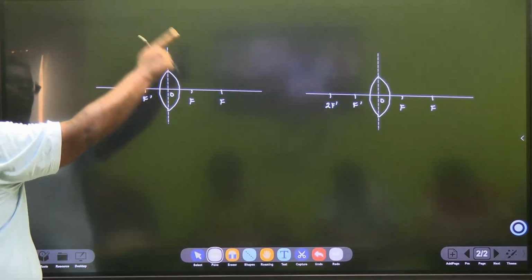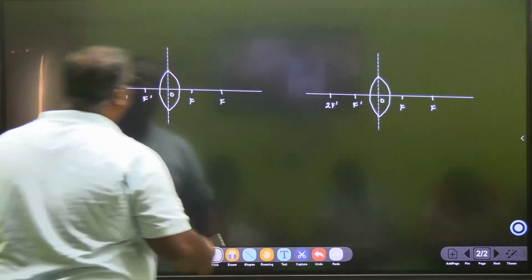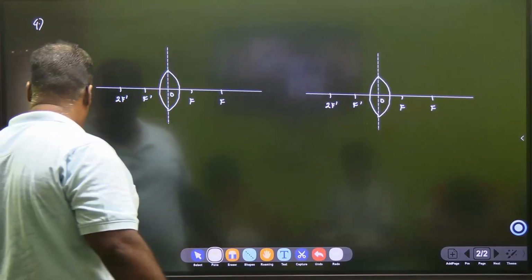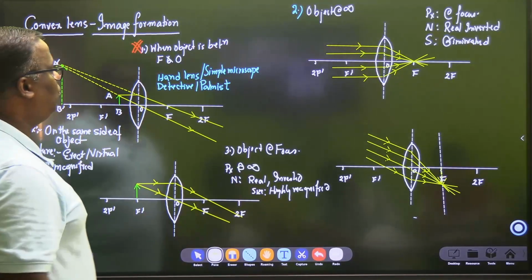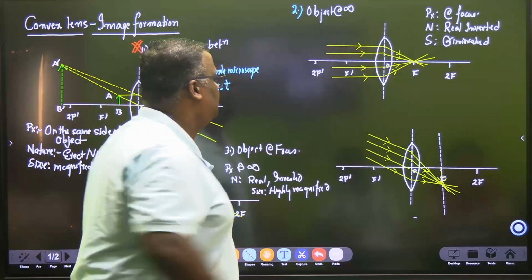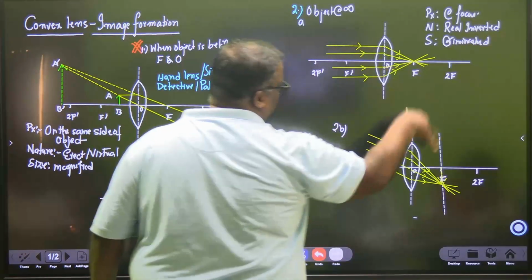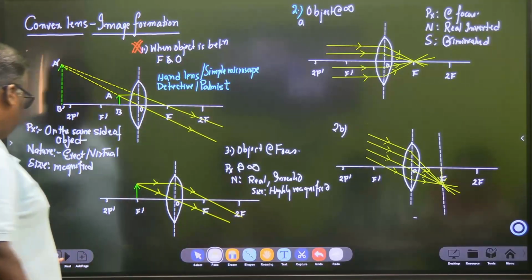1, 2, 3. 3 we have done, right? Fourth. No, not 4. This is the same case. Yeah, this is 2A. You can say this as 2B. This is just illustration how to say. So we've done 3.